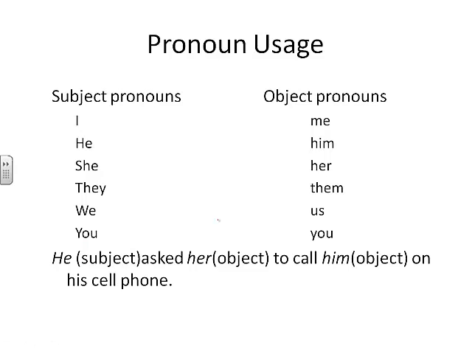Subject pronouns are I, he, she, they, we, and you, while object pronouns are me, him, her, them, us, and you. Now, generally, the subject pronoun goes in the beginning of the sentence before the predicate. He, this is a subject pronoun. Asked is your action or your verb. Her, the object pronoun being acted upon. And to call, predicate, verb, him, the object pronoun, on his cell phone.